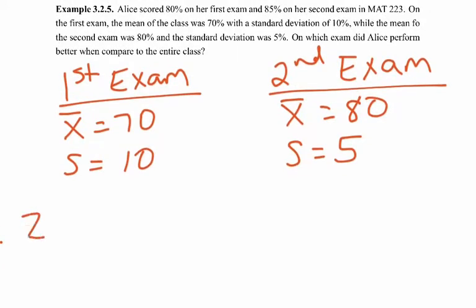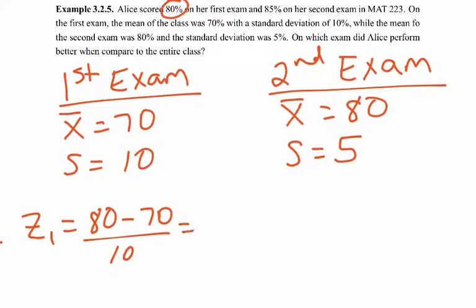For exam 1, I'm going to call this z-score 1. We're going to take her score, which was 80, subtract the mean of 70, and divide by the standard deviation of 10. So 80 minus 70 is 10. 10 divided by 10 is 1. On the second exam, she did a little bit better, but here's the catch. So did the rest of the class, because the mean went up. That's the main thing you want to look at there.